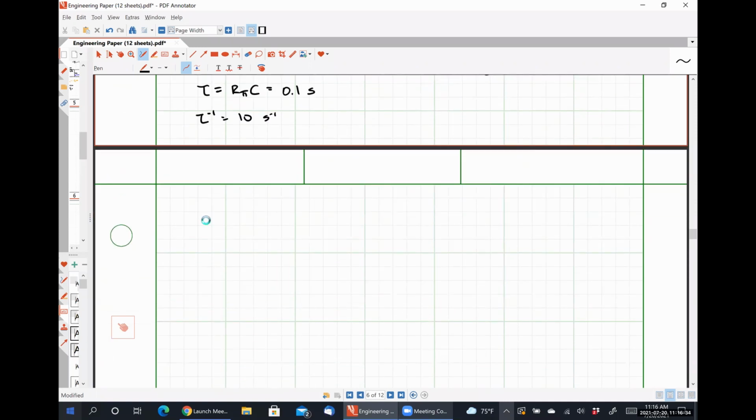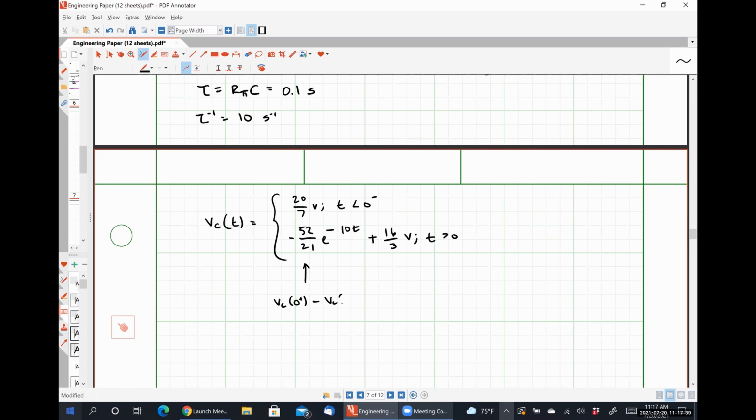And so finally, then we'll have VC of t. So what was VC at 0 minus? It's been forever ago, so I don't remember. 20/7. 20/7 volts for t less than 0 minus. Okay. So then we're going to have 20/7 minus VC at infinity, which was 16/3, right? Yes, sir. So 20/7 minus 16/3 looks like negative 52/21 e to the minus 10t plus 16/3 volts for t greater than 0. Just to be clear, this number comes from taking VC at 0 plus minus VC at infinity.